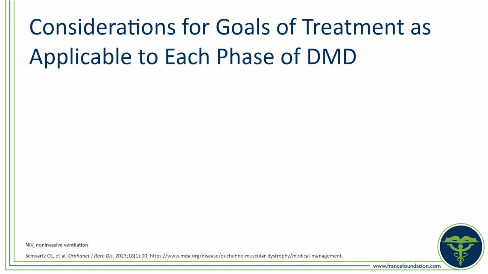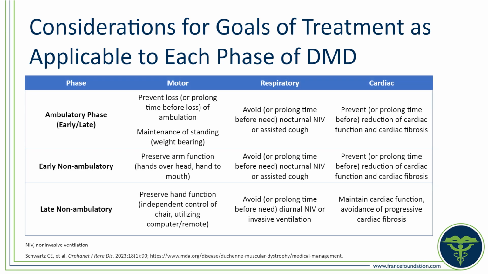Next, if we talk about considerations for goals, we have different goals and different things that we follow as patients move through the progression of their disease. And you see here the phases of disease described as the ambulatory phase, early non-ambulatory phase, and late non-ambulatory phase. In the ambulatory phase, as you can imagine, our primary goal is to prevent or prolong the time before loss of ambulation. So really focusing on gross motor function and walking and maintenance of standing as well.